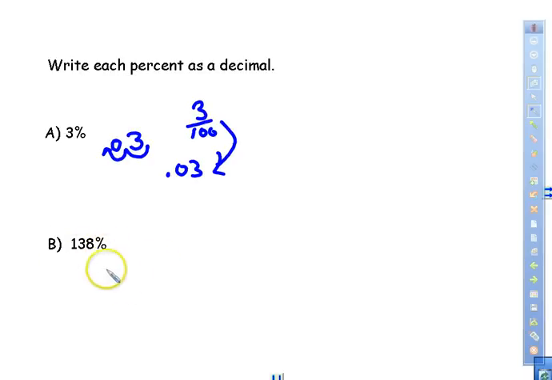138%. Again, since it's over 100, I already know that it's going to be 1 point something, because that's 1 whole. And then 38/100ths, 38 over 100. 38/100ths, again, is 38/100ths, written as the decimal. Another possible way, again, is moving the decimal 2 places to the left, and you see you get 1.38 as well for that. So again, either one of those methods works perfectly fine.